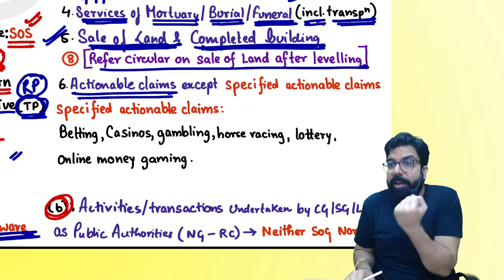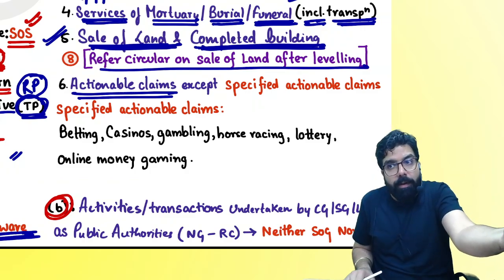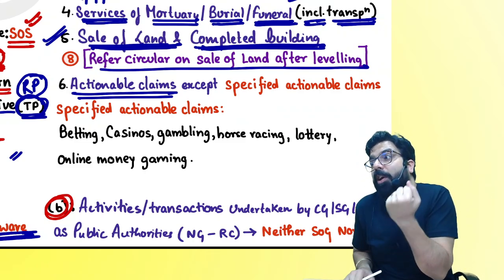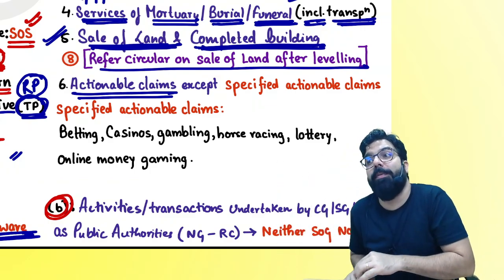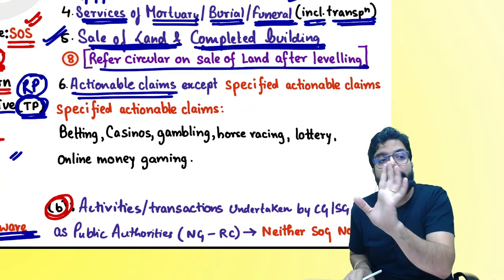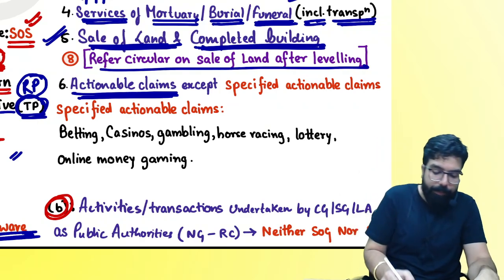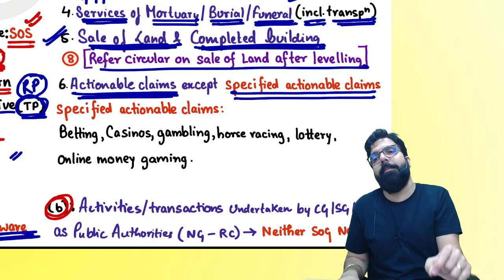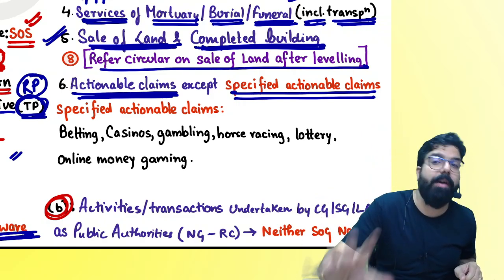So whatever right to receive you have, right to receive insurance amount, right to receive policy amount, right to receive arrears of rent, all these are your right to receive unsecured debt. If you transfer to someone, it will always be neither supply of goods nor supply of services. They told it's goods, but it is not supply of goods because they told all actionable claims are out of GST. But other than specified actionable claims, because the government told we will tell you some actionable claims on which we want GST.